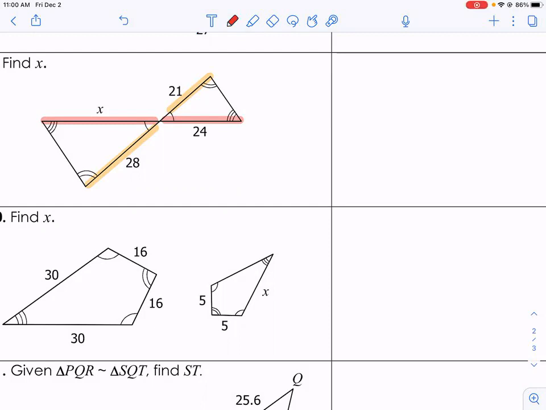I'll take 21 times X. So 21X, that's 24. And it's going to equal 28 times 24. That's 672. Oh, 21 divided by 21, my bad. Oh yeah, I put 24 too. So 672 equals 21X. So to get X by itself, what do we need to do with the 21?